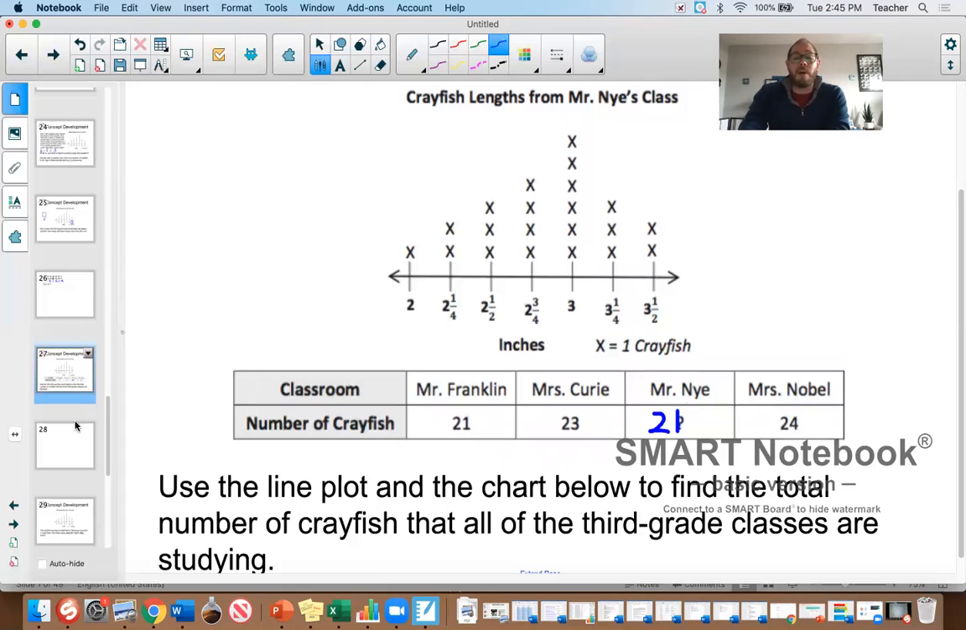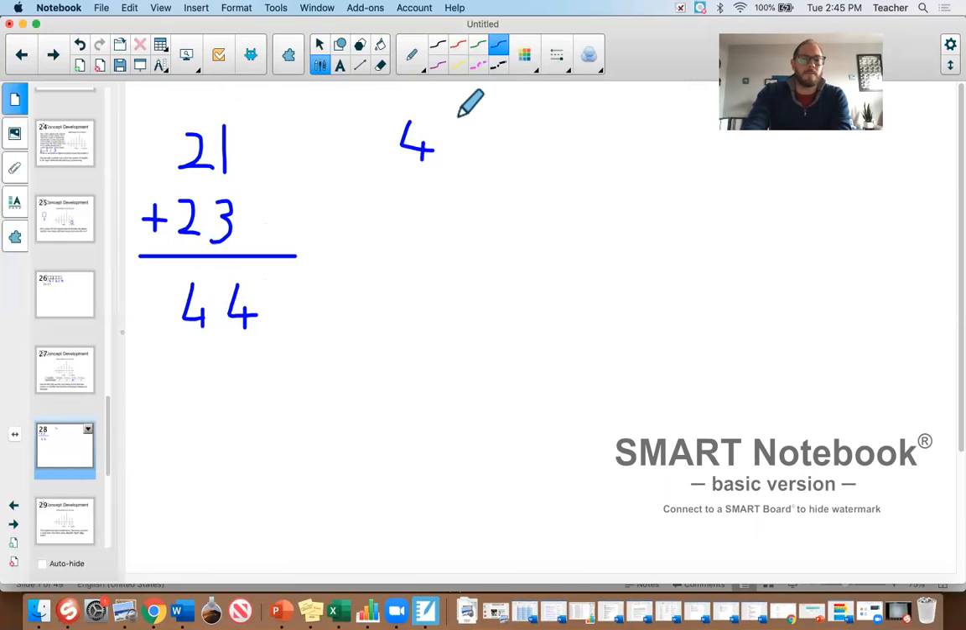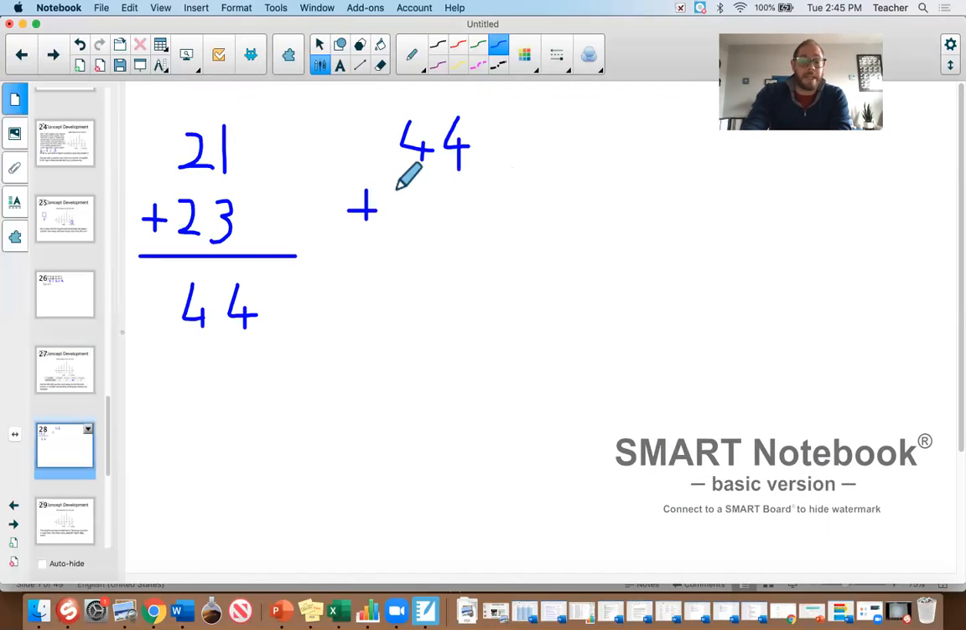Now we want to know how many all the classes are studying together. So I'm going to go ahead and find the total by adding them up. So I'm going to start off, I'm going to say 21 plus 23, because those were our first 2 numbers. 1 plus 3 is 4, 2 plus 2 is 4, is 44. And now I'm going to go 44 plus, and let's see what our next number on our chart was. Our next number was Mr. Nye with 21. So 44 plus 21.